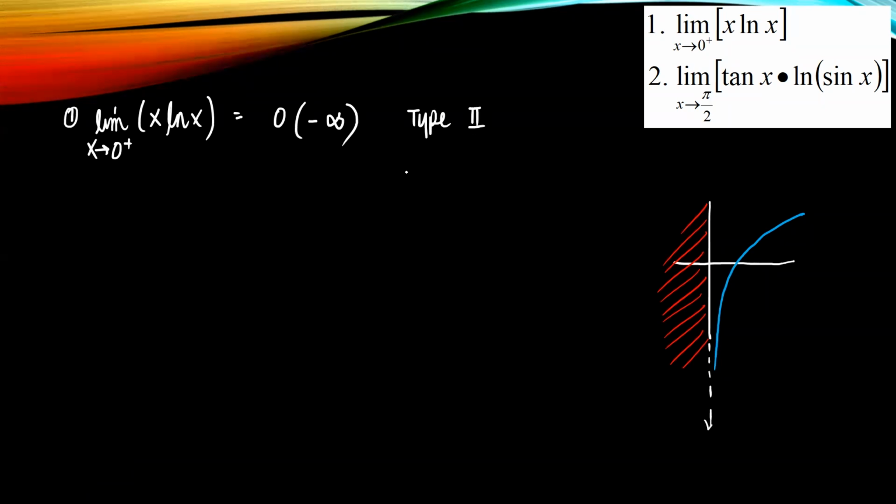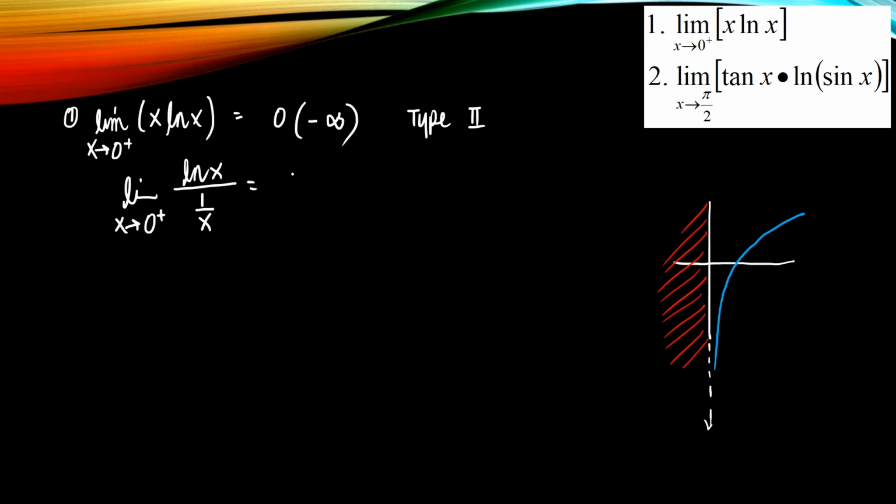So for case number 2, we need to transform it to a quotient as well. So what do we do? With me personally, I don't put the ln underneath because it becomes more complicated. What I do is this. Ln of x, and then this is 1 over x.